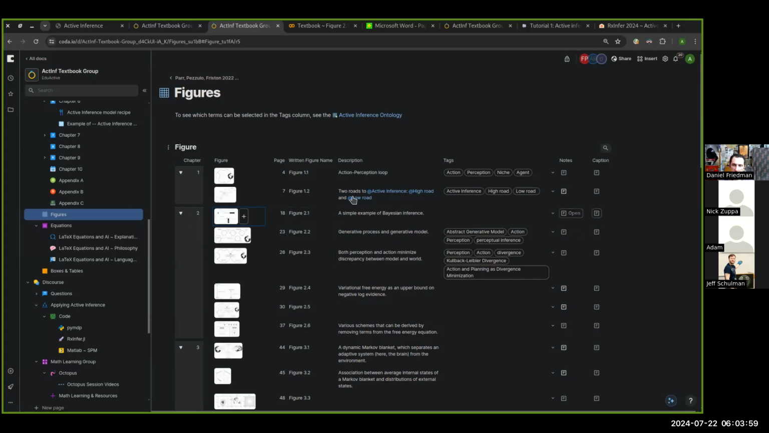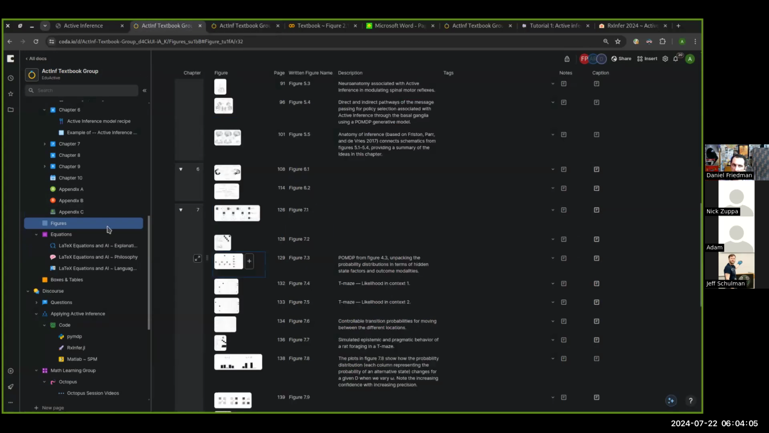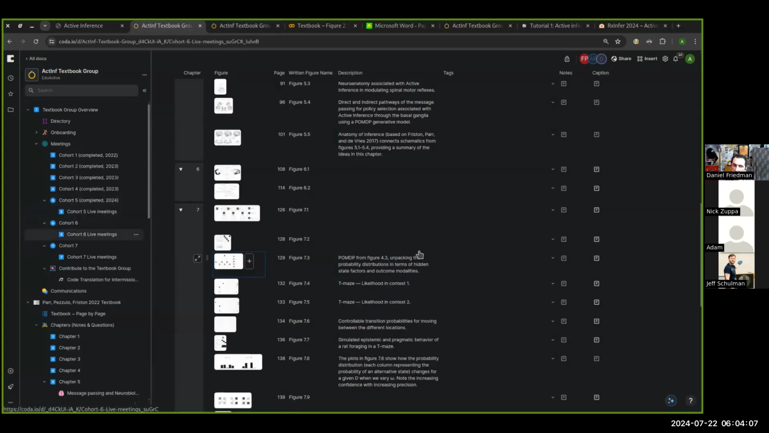Okay, I hope these have been some useful pieces for people. Any last thoughts or questions on this?